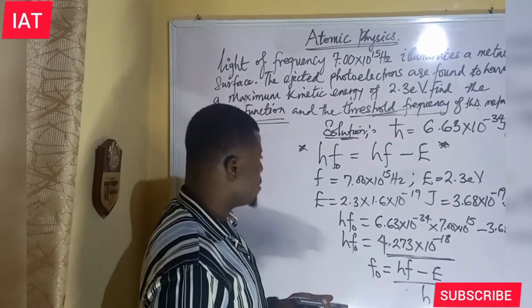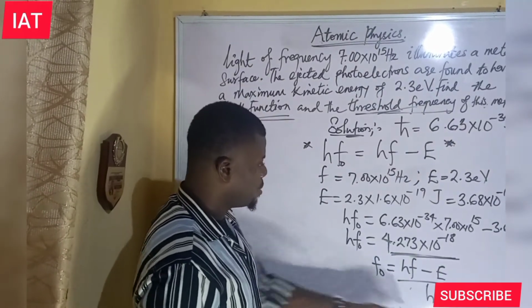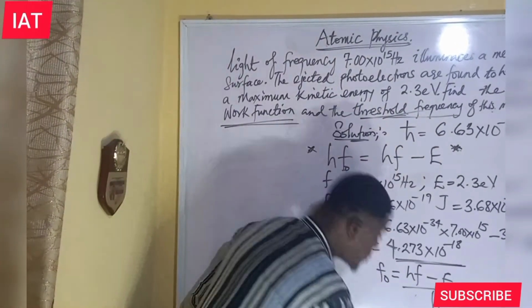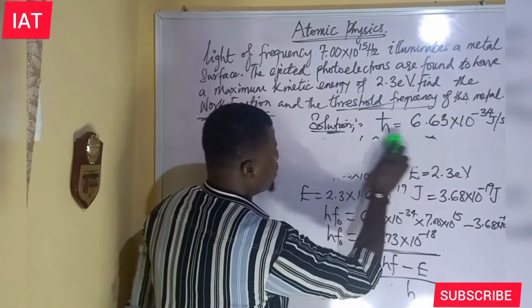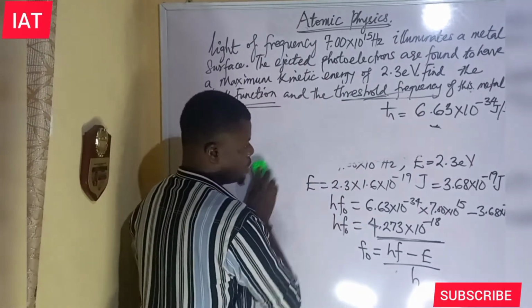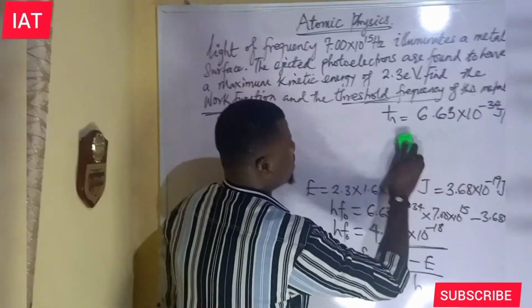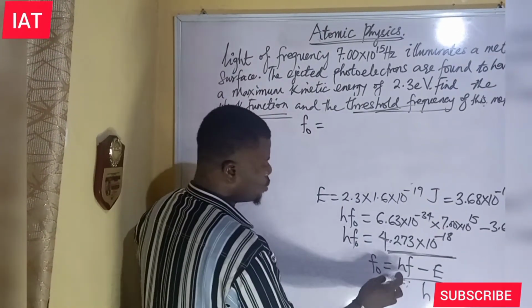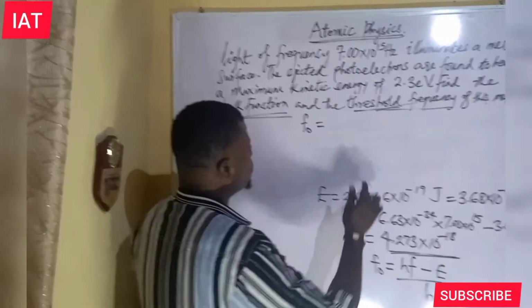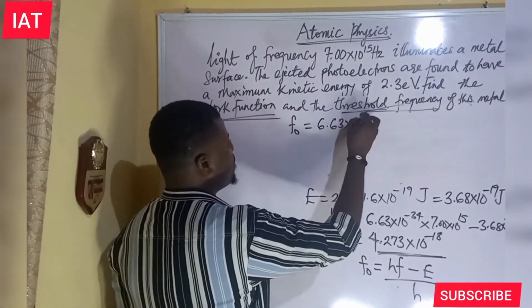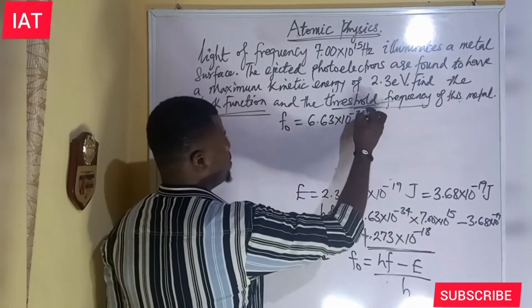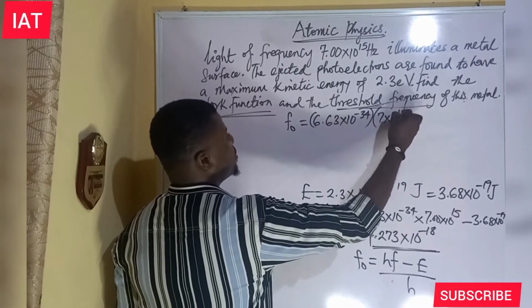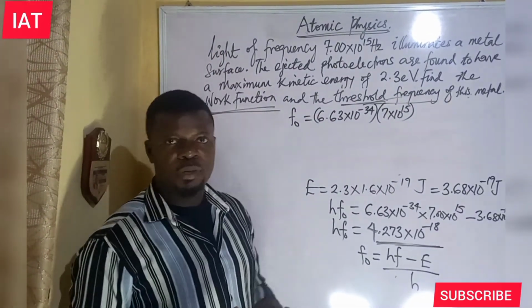So I will leave this space and then progress to somewhere here to solve the problem. I think I need somewhere better so that we can fit the solution to that problem. Let's take it up a bit. Okay, we might not want this, and also this. All right, at this point we can have f₀ equal to, the h is a Planck's constant, which is 6.63 times 10 to the power of minus 34, multiplies by, you can put it in brackets, your f is 7 times 10 to the power of 15, which is the same thing as 7.00 times 10 to the power of 15.